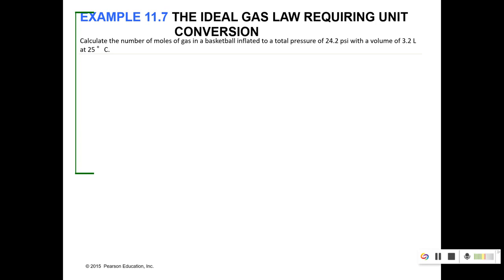All right, here's another one. We've got PSI, though, and Celsius. So, remember, pressure must be in atmospheres. Temperature must be in Kelvin. So, remember, there are 14.7 PSI in 1 atmosphere.